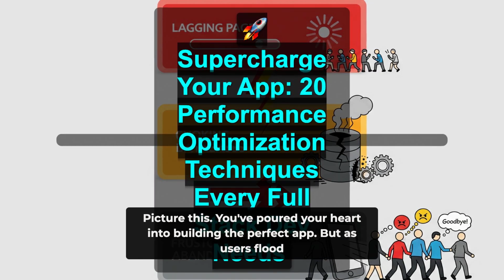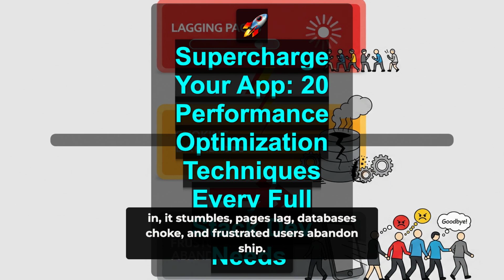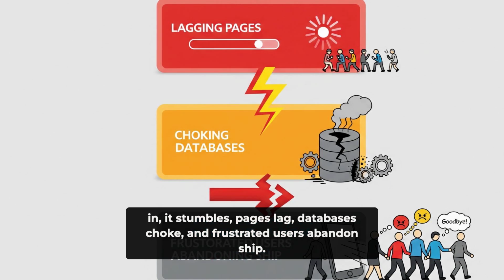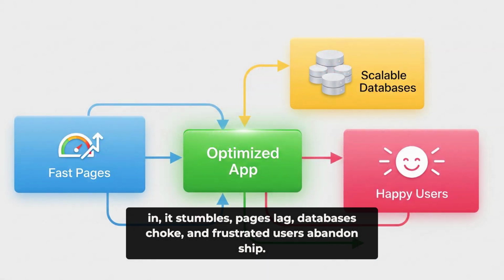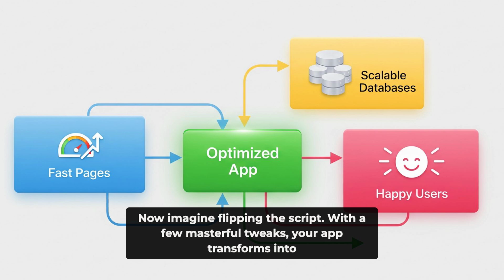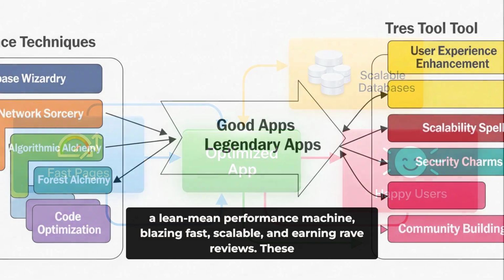Picture this. You've poured your heart into building the perfect app, but as users flood in, it stumbles, pages lag, databases choke, and frustrated users abandon ship. Now imagine flipping the script. With a few masterful tweaks, your app transforms into a lean, mean performance machine, blazing fast, scalable, and earning rave reviews.